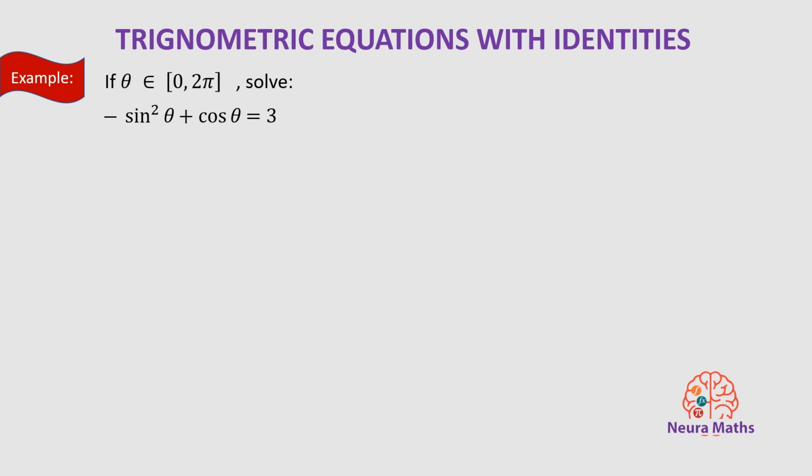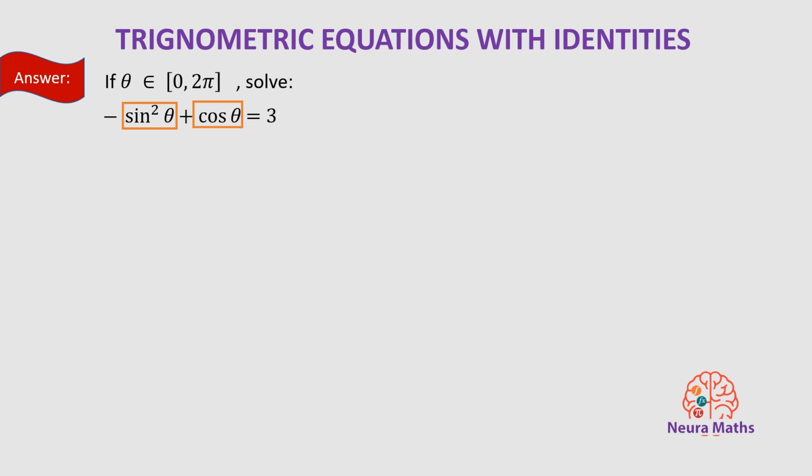We notice that there are two trig functions, sine and cosine. What does that mean? It means that we have two different variables like x and y, and we cannot solve one equation with two different variables. So, we need to change one of them to the other. This could be done with the help of trig identities.